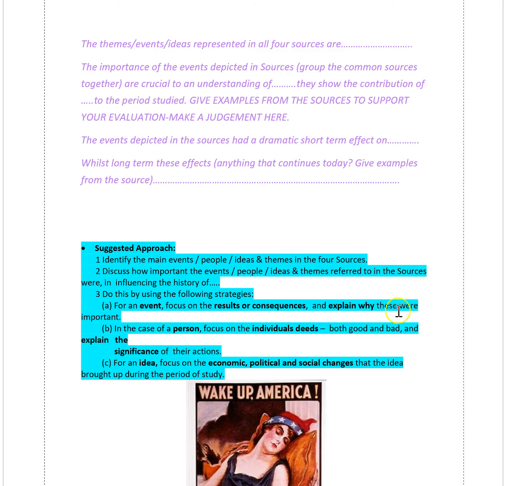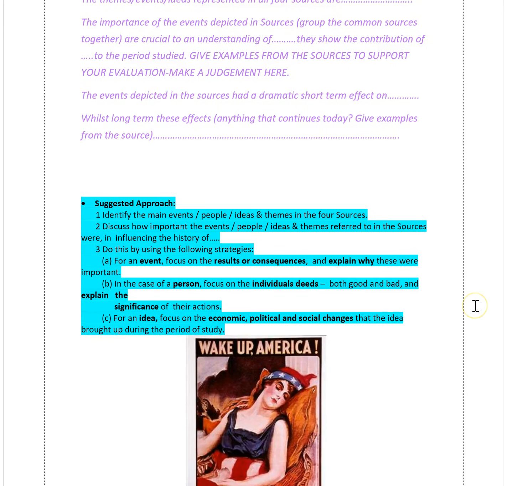So the suggested approach down here is in blue. You can have a look, identify the main events, people, ideas, etc. Discuss how they're important. And you can have a look for different things. For an event, results or consequences. For a person, individuals' deeds and the significance of their action. For an idea, economic, political and social changes. So that's a little bit of an extra thing down there. So maybe also making sure you're revising that is really important.